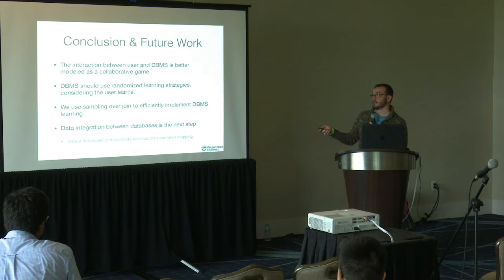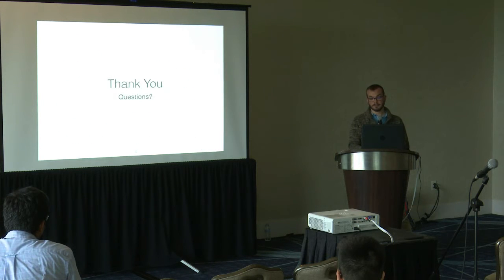And so database systems should use some randomized learning algorithms. We should definitely take into account that users are learning and adapting when interacting with database systems. And we have an efficient sampling algorithm to implement our learning algorithm. The next step is we want to do some data integration between a bunch of different tables interacting in a similar way. All right, thank you.